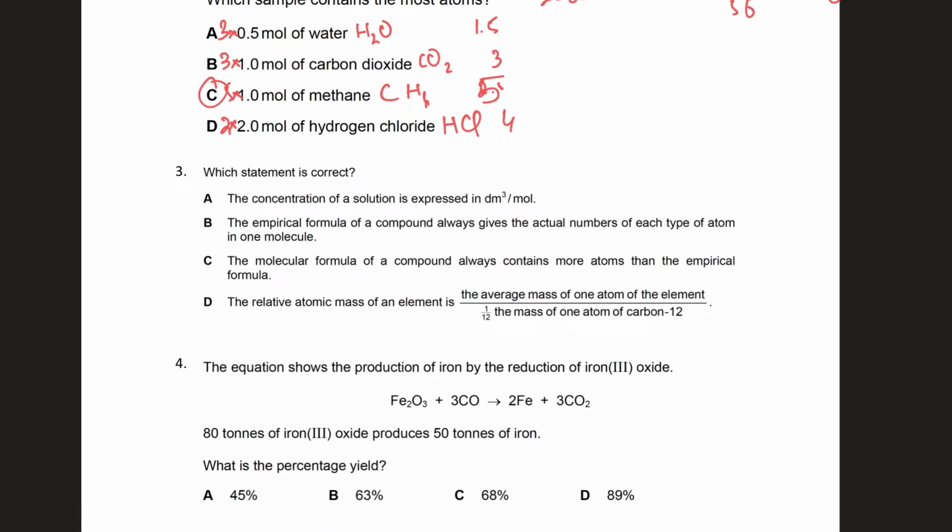Which statement is correct? Let's read them. The concentration of a solution is expressed in dm cube per mole. In fact, it's the opposite. It's mole per dm cube. So this one's wrong. Empirical formula, remember, it's the formula that gives us the simplest ratio.